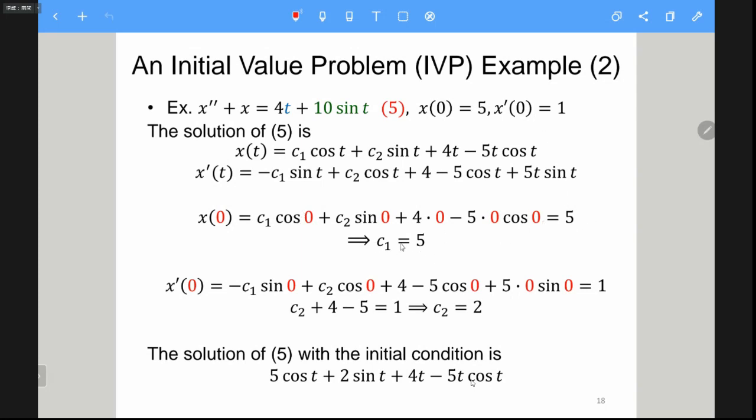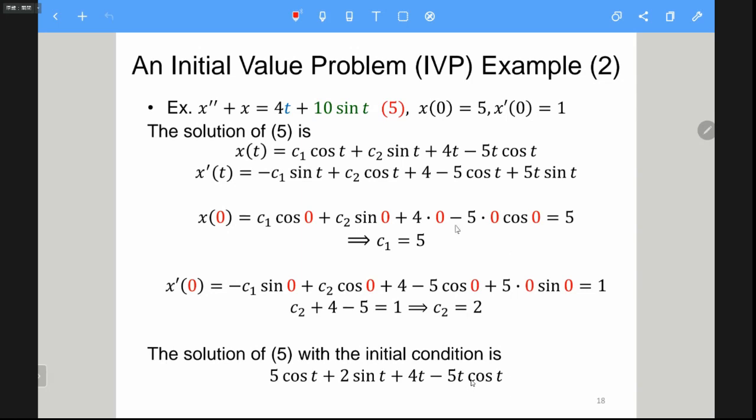So c1 is 5. And then we can take the first derivative, x prime of t, so we get this expression. Then we can plug in 0 here because we know x prime of 0 is 1, so we get this expression to be 1. Then we can solve for c2 to be 2. So finally, the solution of equation 5 with this initial value is 5 cosine t plus 2 sine of t plus 4t minus 5t cosine t.